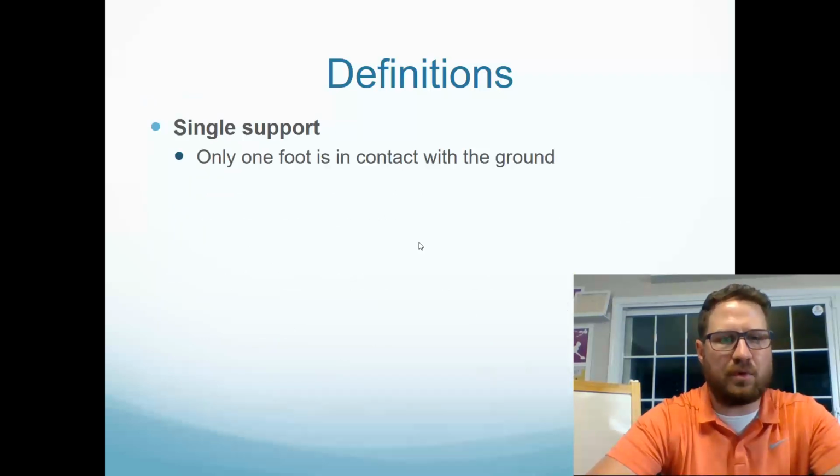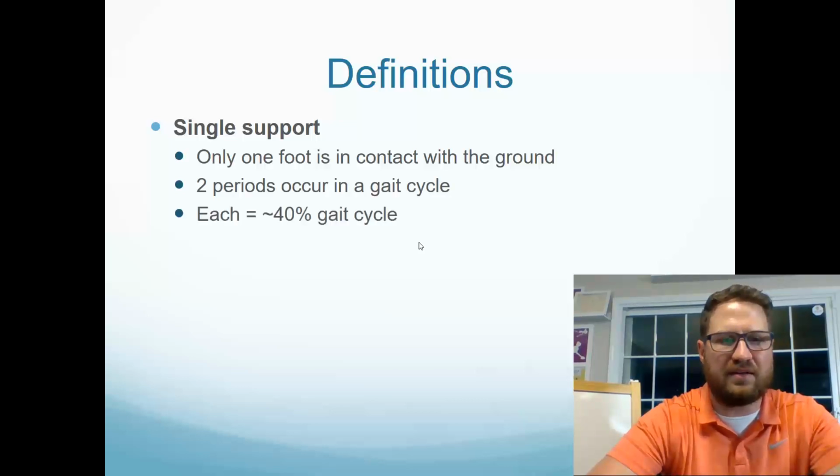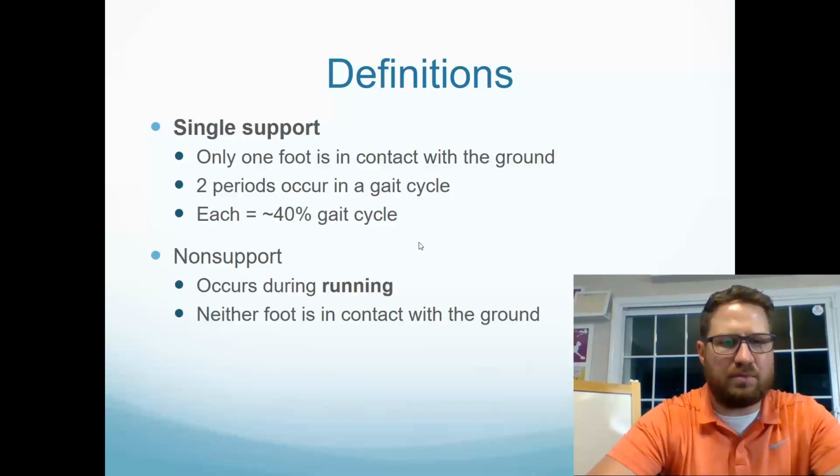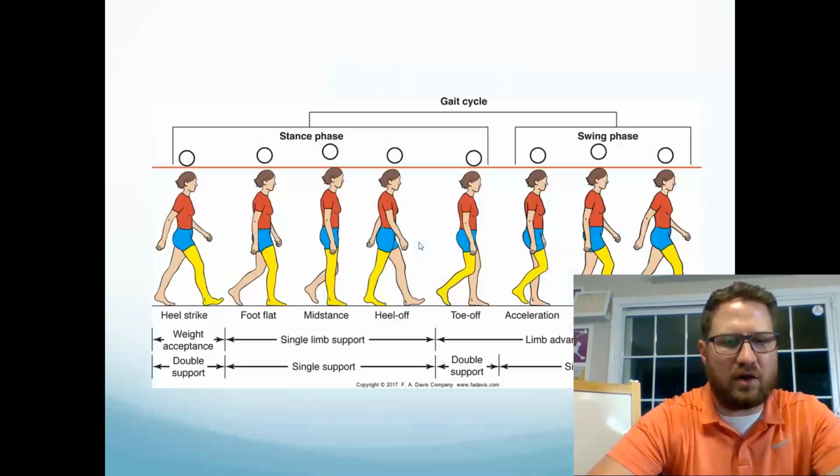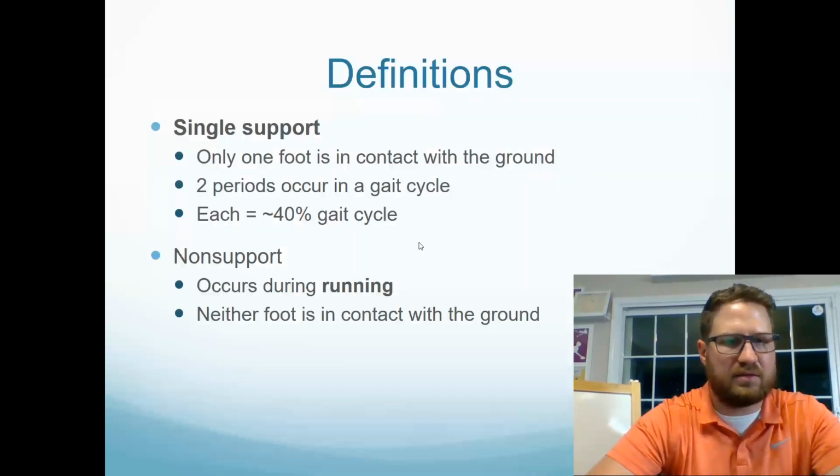All right, so single support, only one foot is in contact with the ground. That is during our stance phase. There's 2 periods of that in a gait cycle. Non-support occurs only during running. I call it the flight phase, okay? Where neither foot is in contact with the ground.